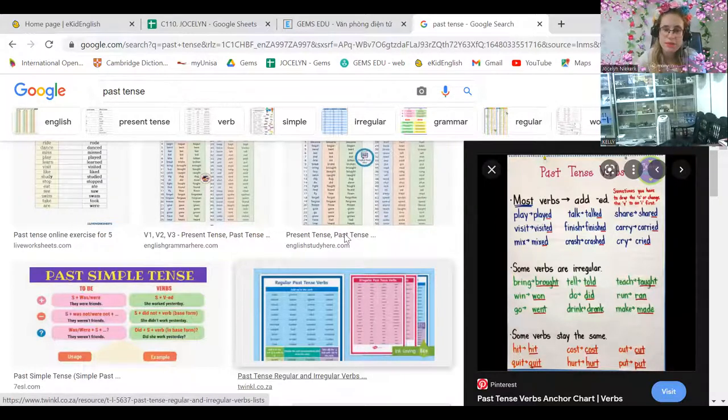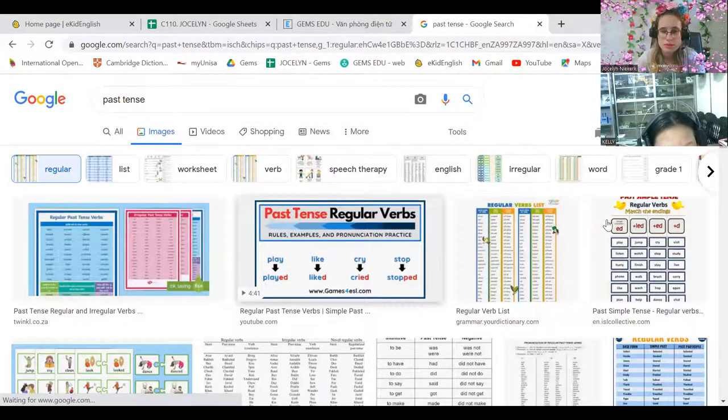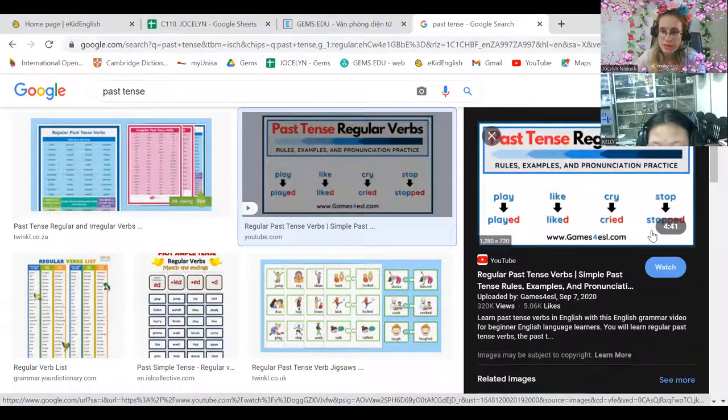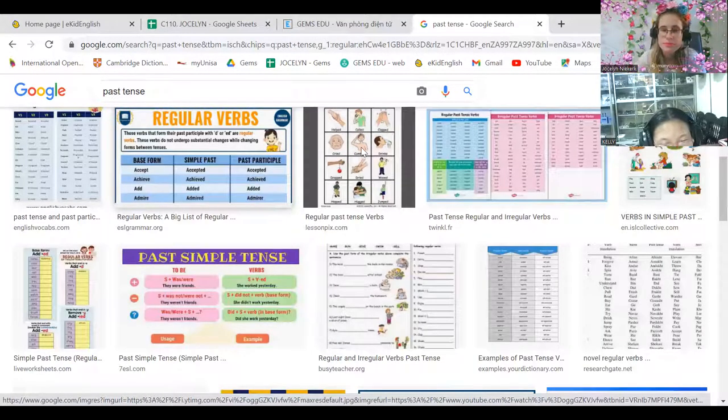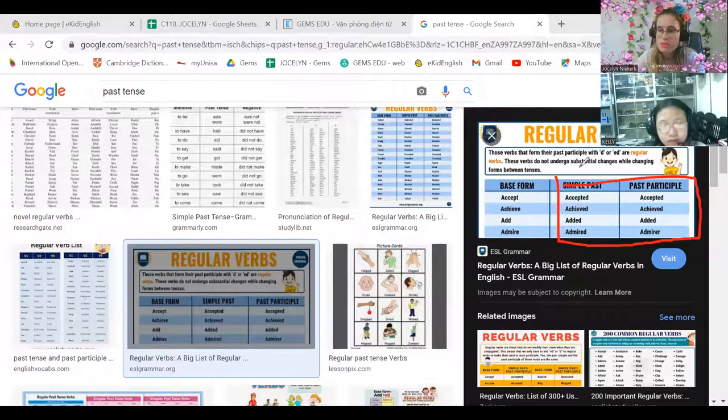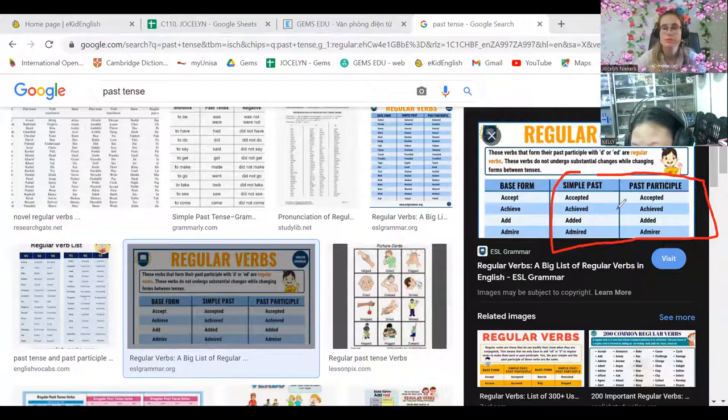Okay, past tense. We have regular verbs. Like played, liked, cried, stopped. Yes, when we add an ed to the end of it to make it past tense. Okay. So here you can see simple past and past participle. It's when we take the base form and just add ed. And past tense is usually when we speak about things that happened in the past.